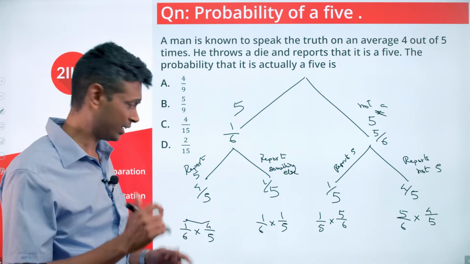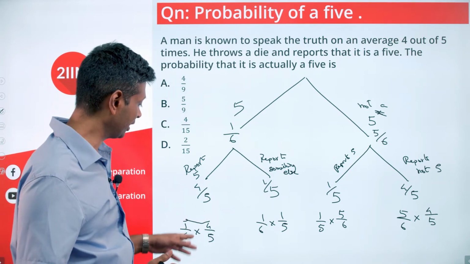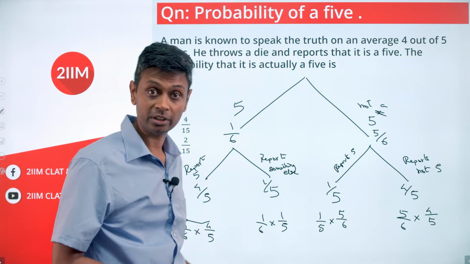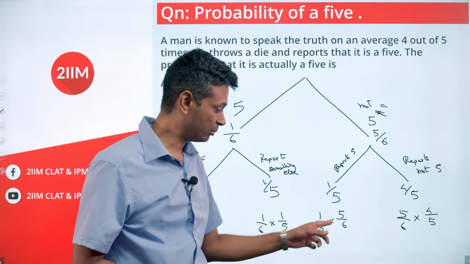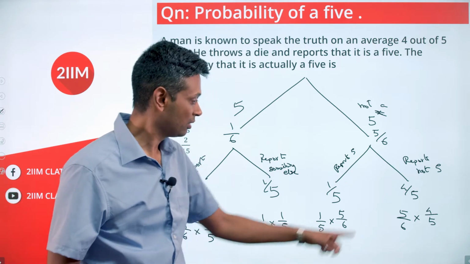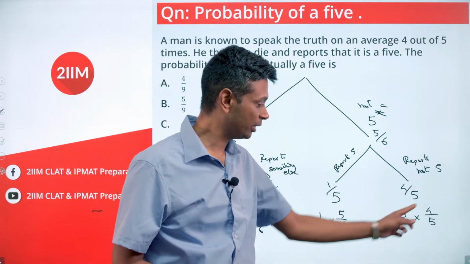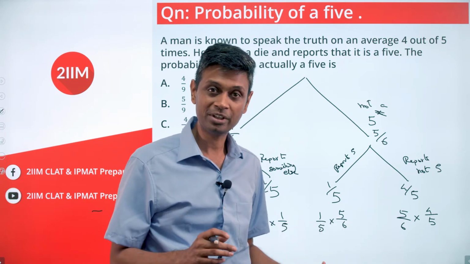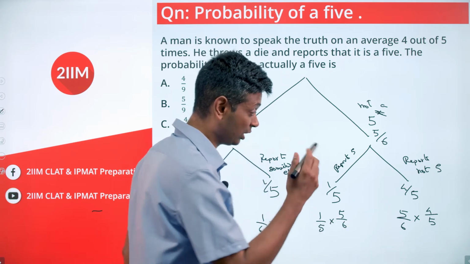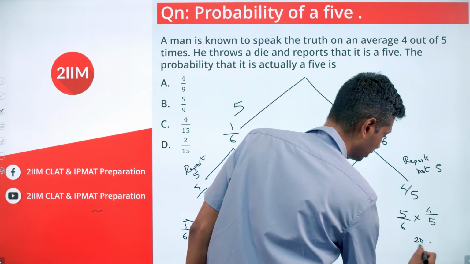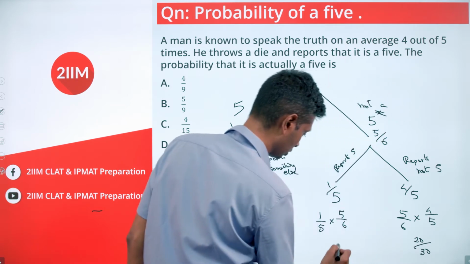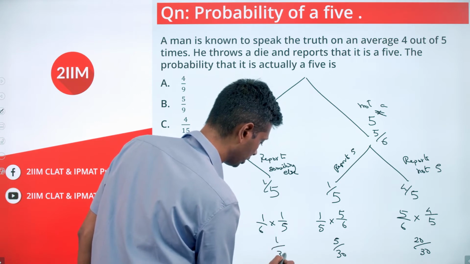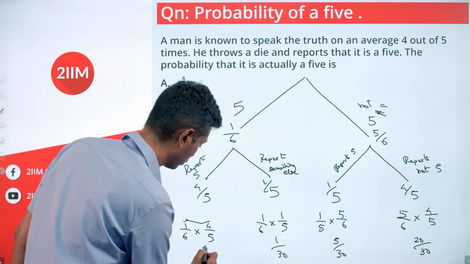Now if you just want to check, 1 by 6 into 4 by 5, 4 by 30. 1 by 6 into 1 by 5, 1 by 30. 1 by 5 into 5 by 6, 5 by 30. 5 by 6 into 4 by 5, 20 by 30. I'm not cancelling, I'm just keeping the denominator as 30. You think about it, this is 20 by 30. This is 5 by 30. 1 by 30. 4 by 30.